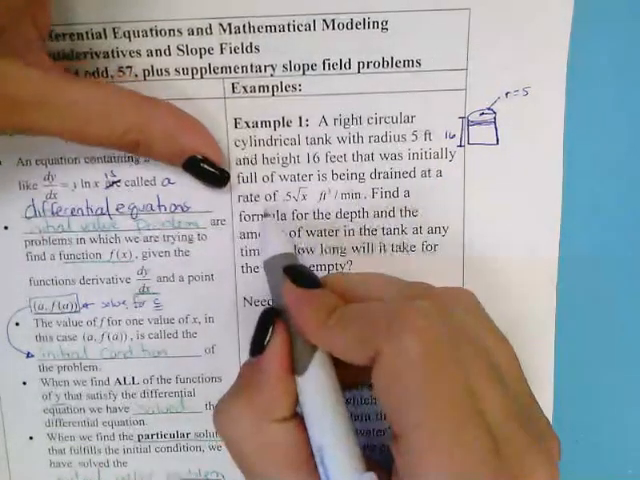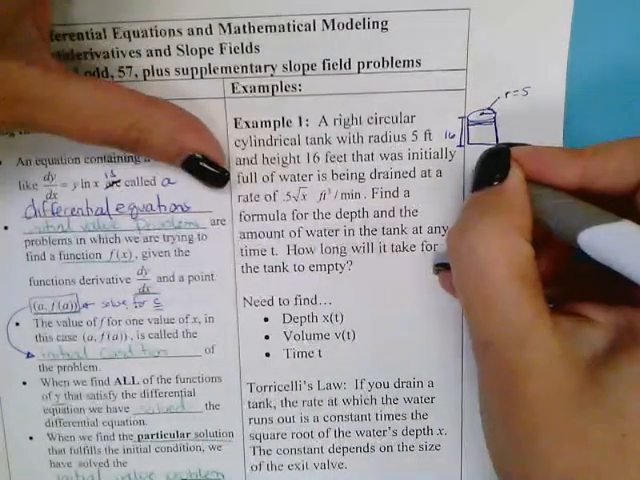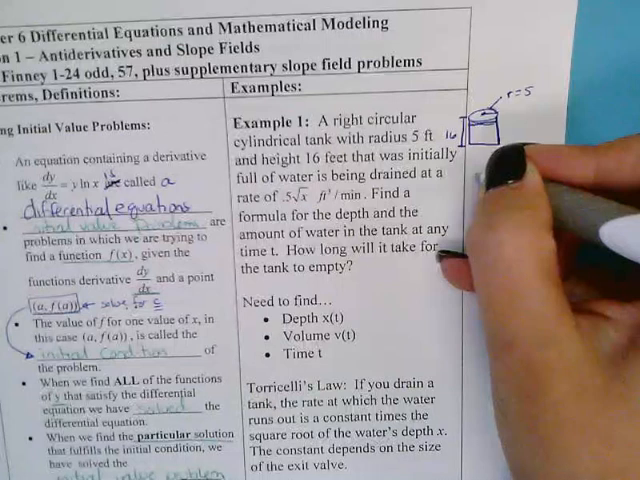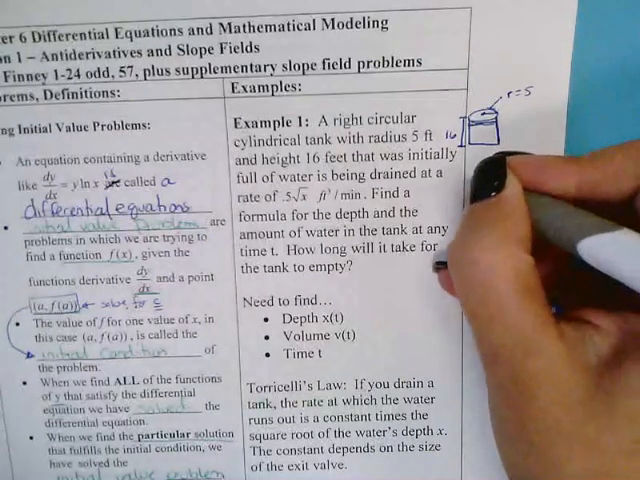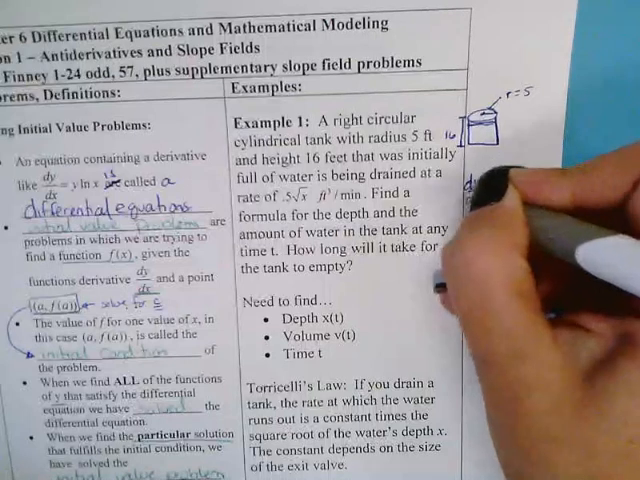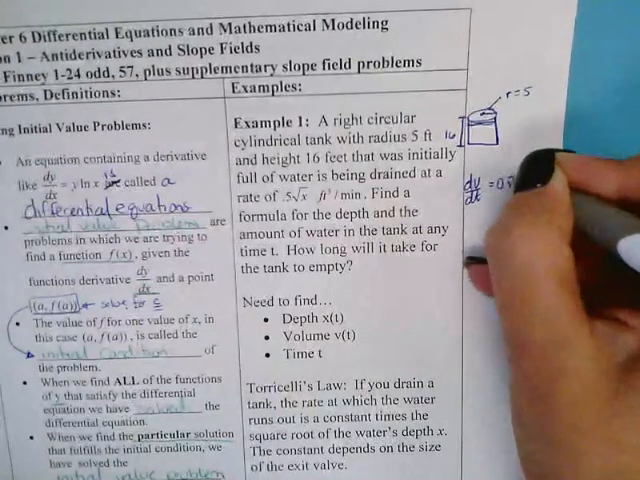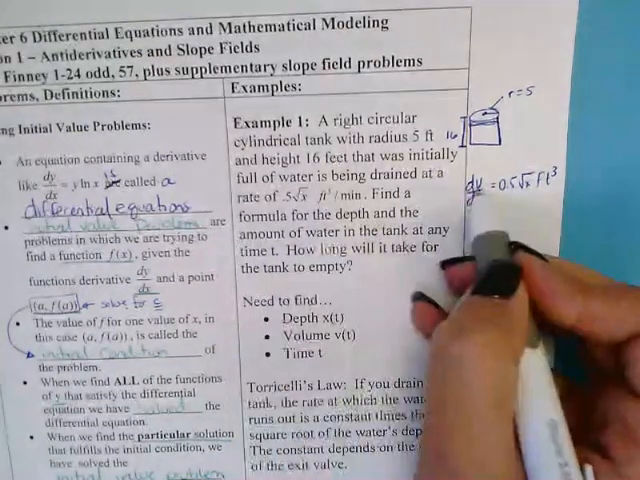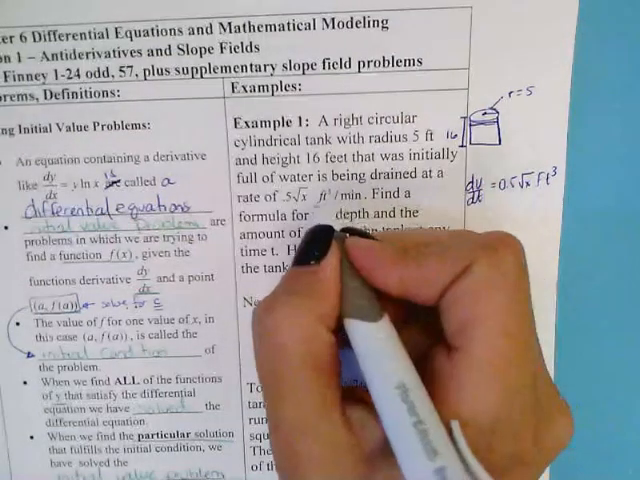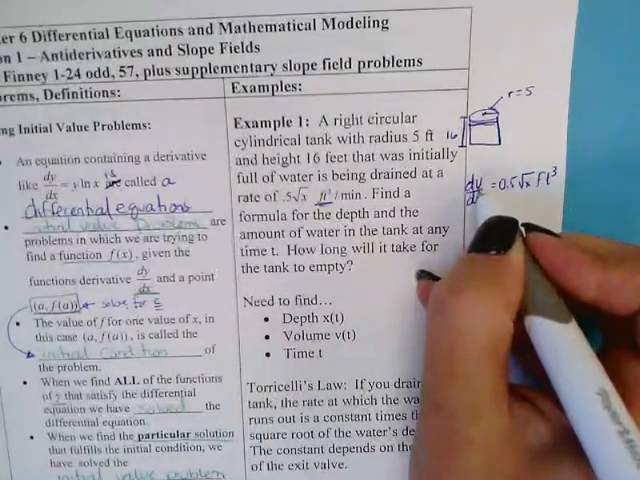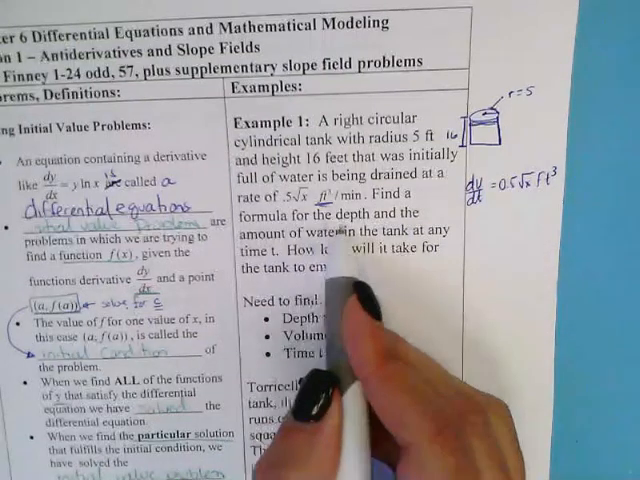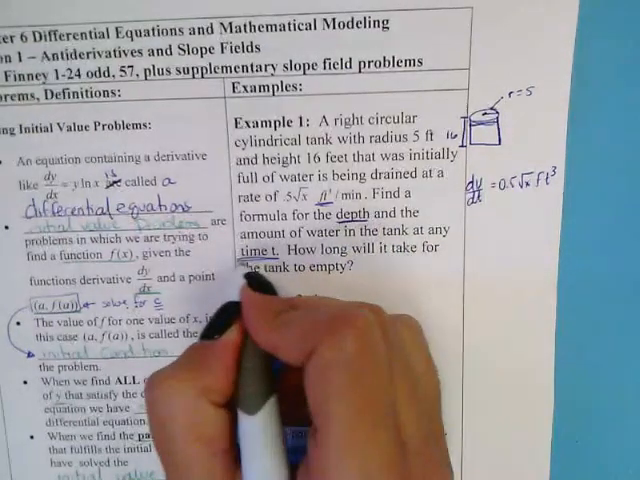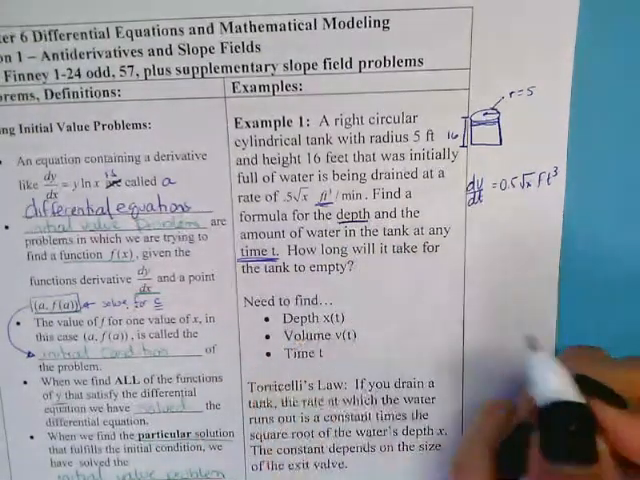It is being drained at a rate, so that means our dV/dt, if you guys remember, is 0.5 times square root of x feet cubed. Because it's feet cubed, I know that it's going to be volume and not area. That's what tells me that it's volume. Okay? Find a formula for the depth and the amount of water in the tank at time t. How long will it take to empty the tank?